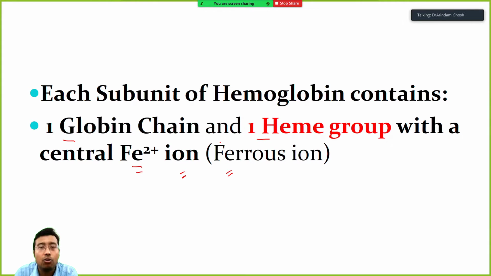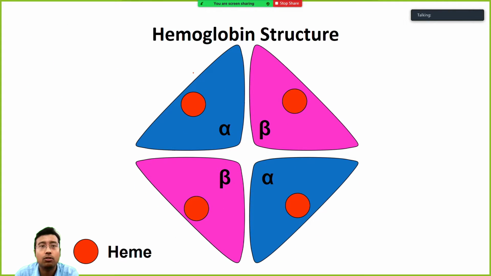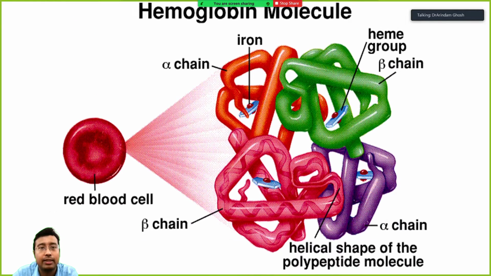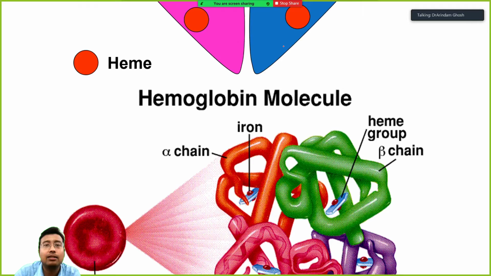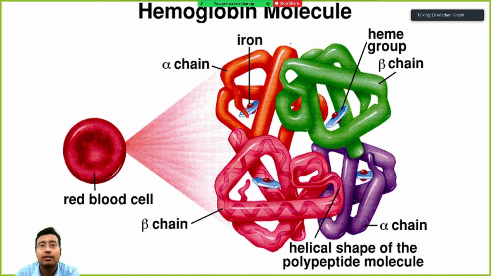Okay, one globin chain, one heme group with a central ferrous iron. I will show you what I mean by this. So this is alpha globin, beta globin, and this is the heme that is present in each globin chain. This is a schematic representation, but in reality, this is how it looks.